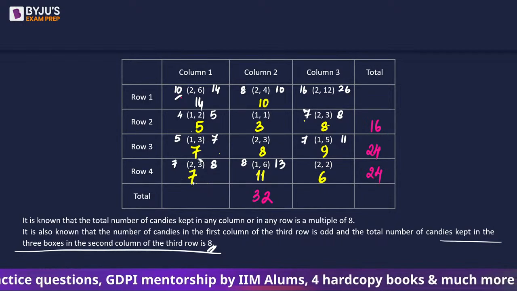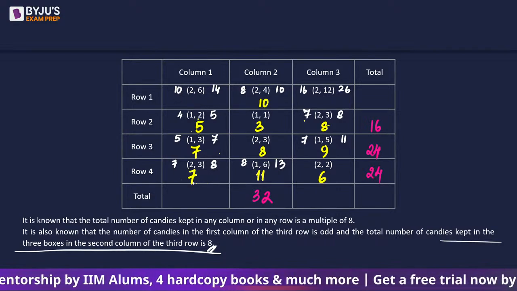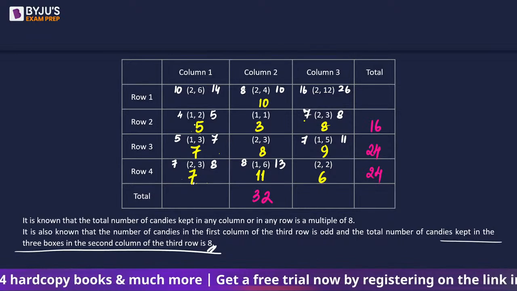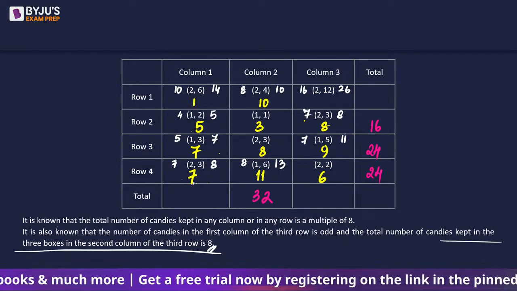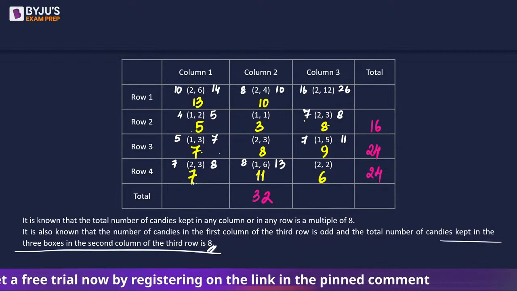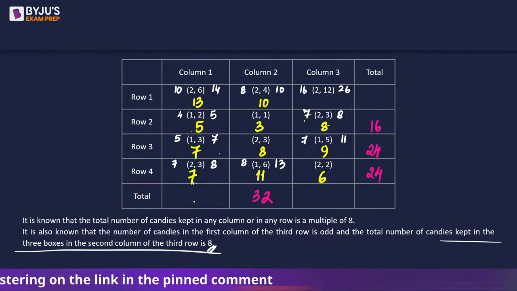Now 7 plus 7 is 14. 14 plus 5 is 19. 19 mein how much do we add so that we get a 32? 24 तो possible नहीं है. So 13 is required. 13 is within the range, right? So 14 plus 5, 19. 19 plus 13, 32. Okay, so we get 32 here.